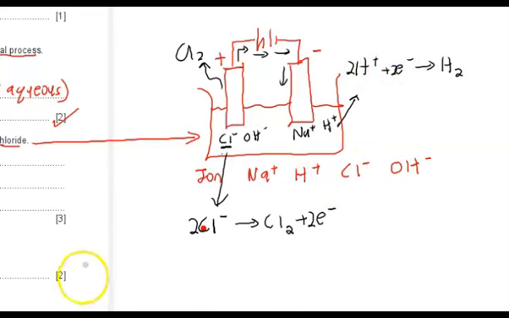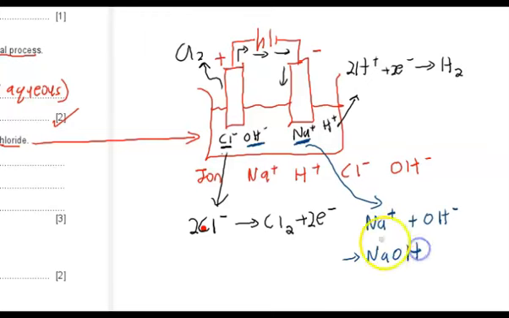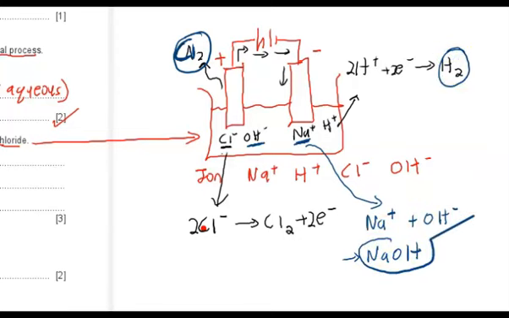So the balance, if you notice, here we have left sodium and also hydroxide. So what happens here? They will have a reaction, sodium plus hydroxide ion, and you'll be having sodium hydroxide. So here we will have 3 products: chlorine gas, hydrogen, and sodium hydroxide.